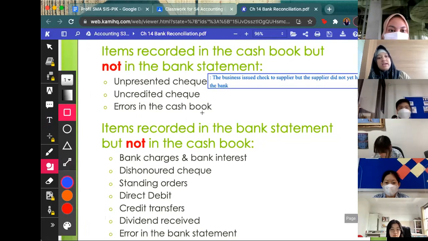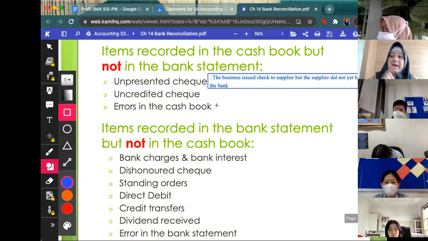Okay, so once again, an unpresented check is a check the business issued to a supplier, but the supplier did not yet hand it in to the bank. So logically speaking, the bank doesn't know that you just spent your money.